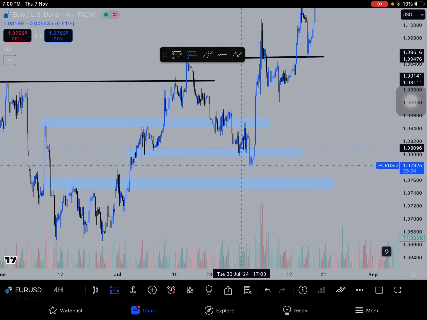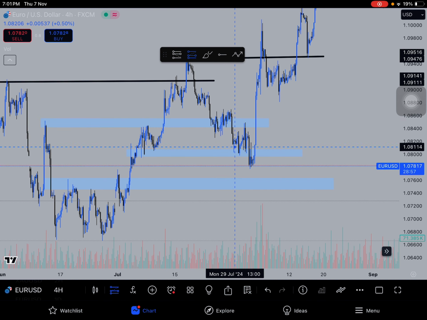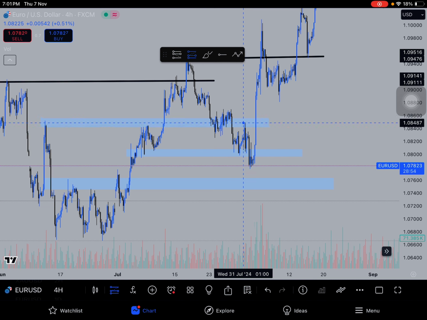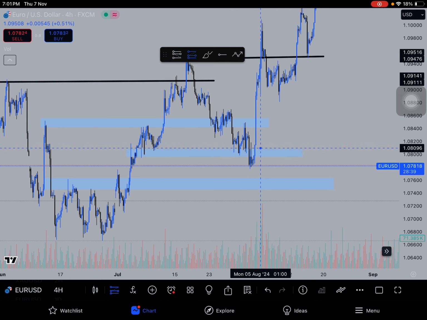Likewise, you can see it here. This support here is broken, and after that it becomes the resistance. Price tapped here and pushed down. Likewise, the price pushed down, so this area will become the resistance area, and again price pushed higher and broke the area. Then what will this area become? Then this area will become support.